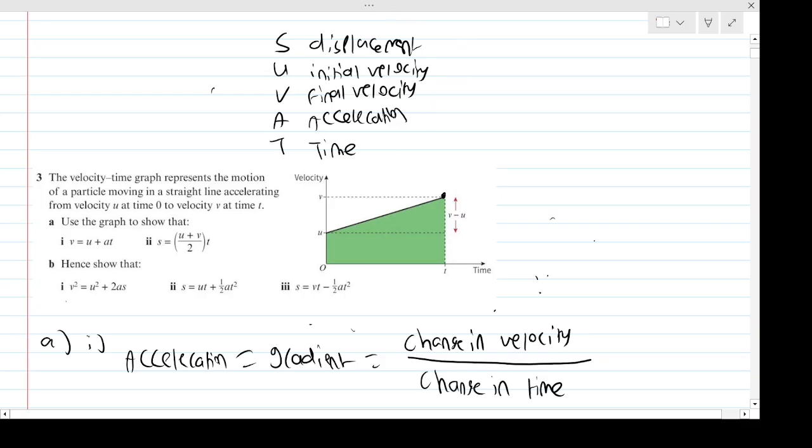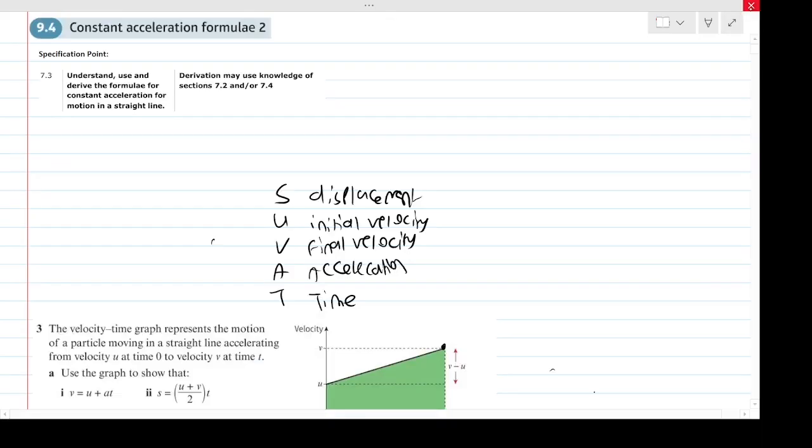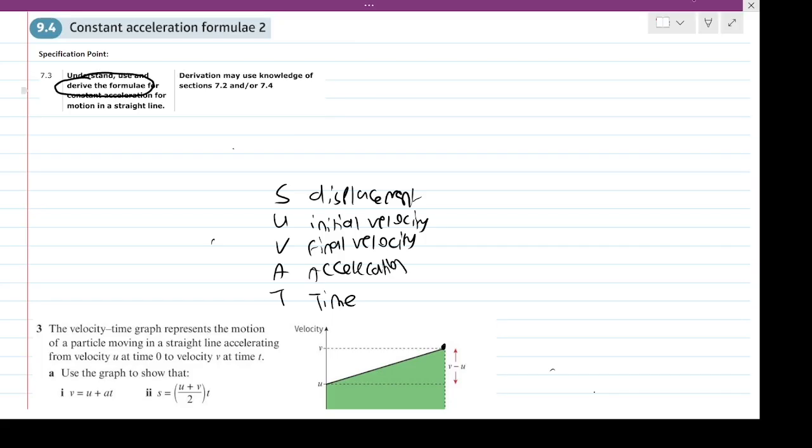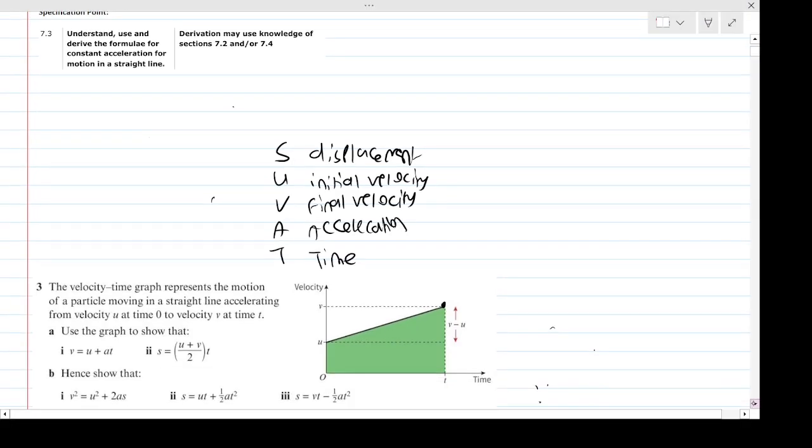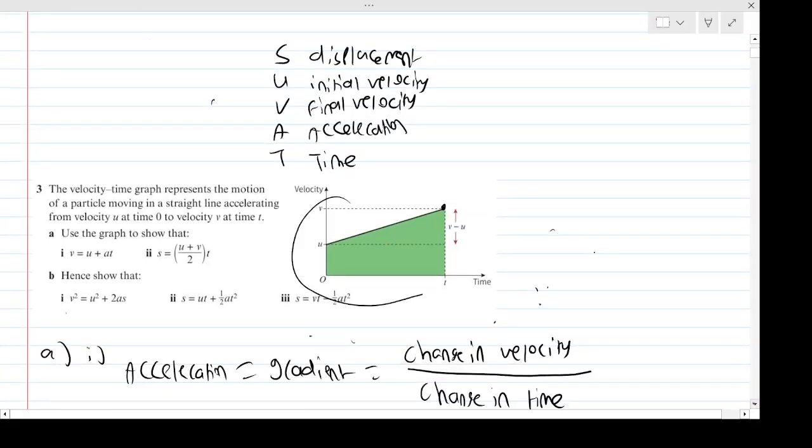And so why am I bothering with this derivation? You need to know how to derive these equations. It's in the specification. You need to understand, use, and derive these formulas. Now they're not going to be mean and just say from scratch, prove this. They're going to set it up like with this question. They're going to aid you. They're going to set up the problem, give you a graph, or give you some equations to work with, but you need to be able to derive them, kind of like what I've done here.